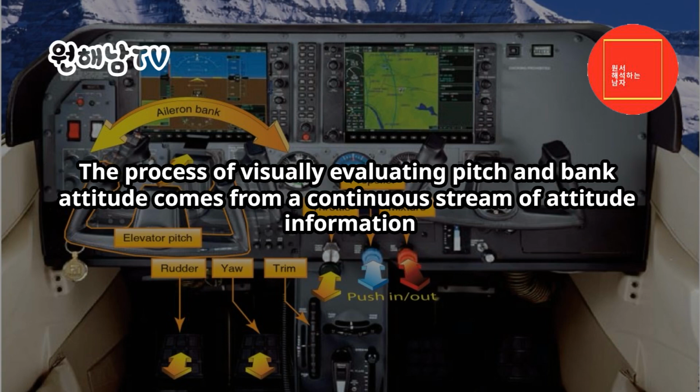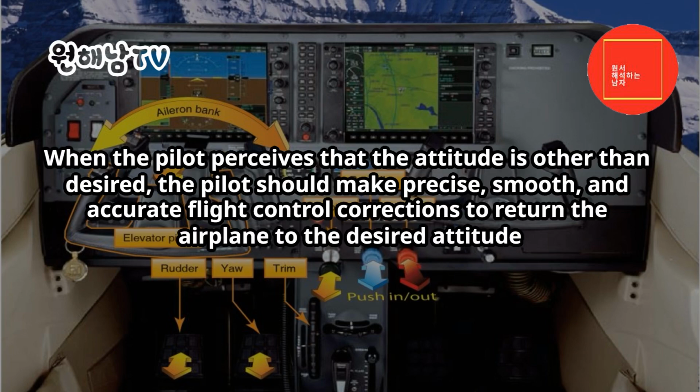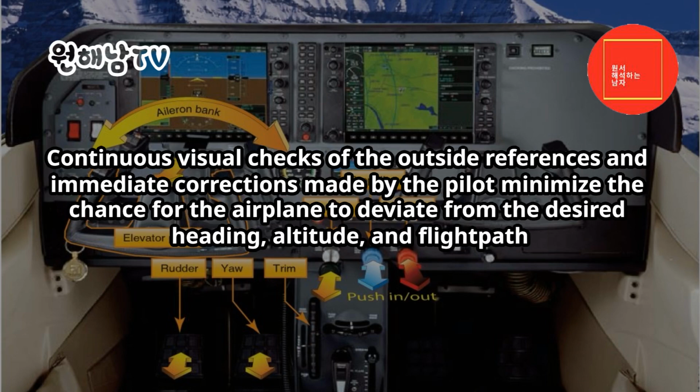The process of visually evaluating pitch and bank attitude comes from a continuous stream of attitude information. When the pilot perceives that the attitude is other than desired, the pilot should make precise, smooth, and accurate flight control corrections to return the airplane to the desired attitude. Continuous visual checks of the outside references and immediate corrections made by the pilot minimize the chance for the airplane to deviate from the desired heading, altitude, and flight path.